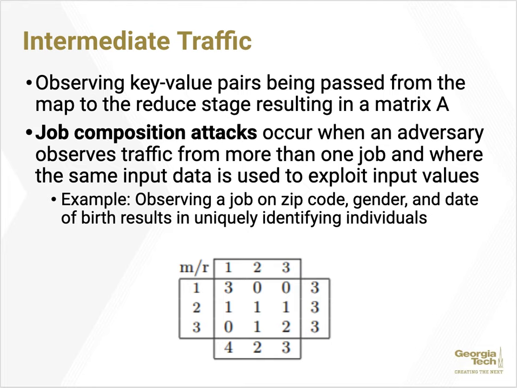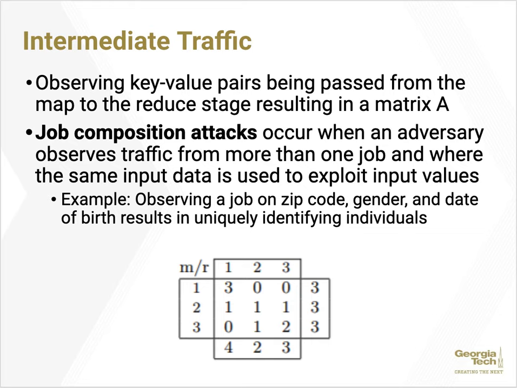So this is after those key and value pairs have been generated in the map stage and have been encrypted and sent to the reduce stage. We can monitor that information while watching the network traffic for this job. To exploit this information, there's a type of attack called a job composition attack that essentially occurs when an adversary observes traffic from more than one job where the same input data is being used to exploit input values.